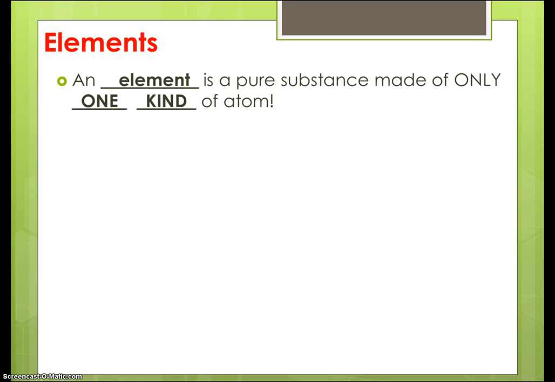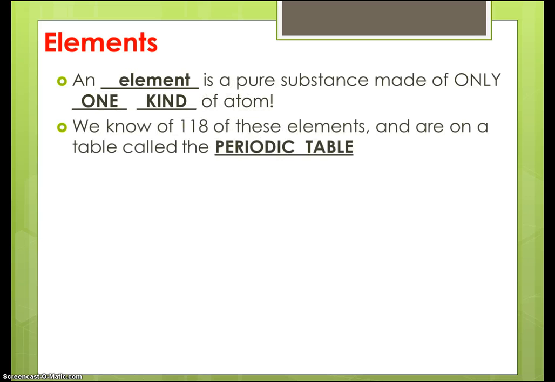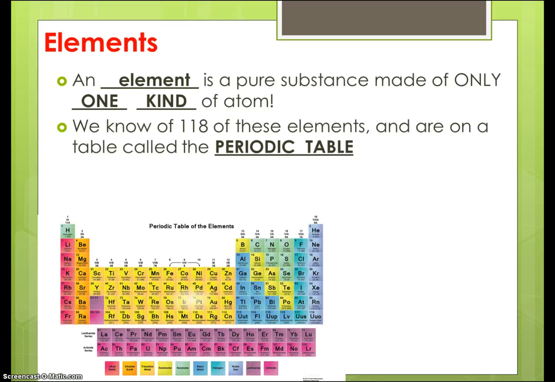An element is a pure substance made of only one kind of atom. We know of 118 of these elements, and they're found on a table and organized called the periodic table. Here's what it looks like. You may have seen these hanging in your science rooms. You'll probably get a little bit more into this in 8th grade, but we're just going to talk about the basics.